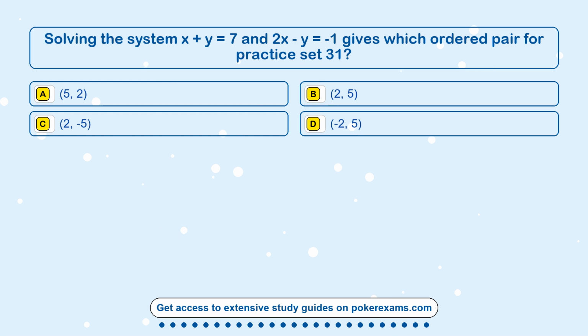Question 12. Solving the system x plus y equals 7 and 2x minus y equals -1 gives which ordered pair for practice set 31? Option A, 5, 2. Option B, 2, 5. Option C, 2, minus 5. Option D, minus 2, 5.